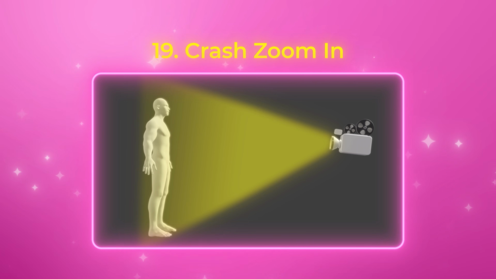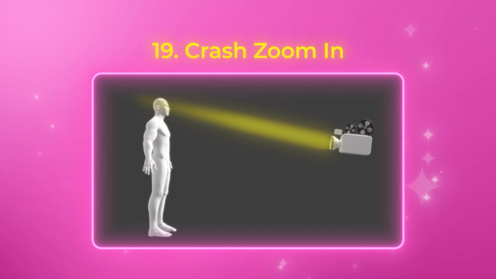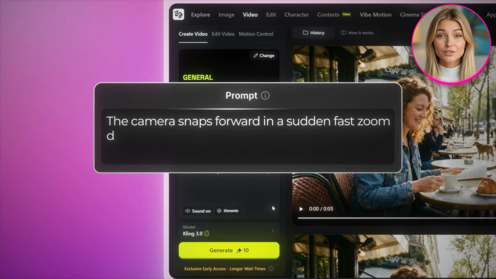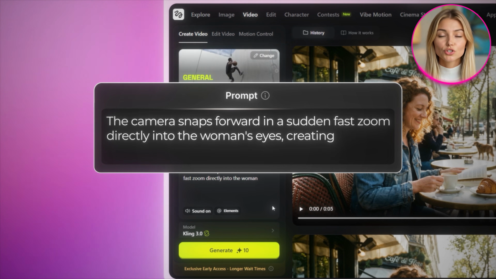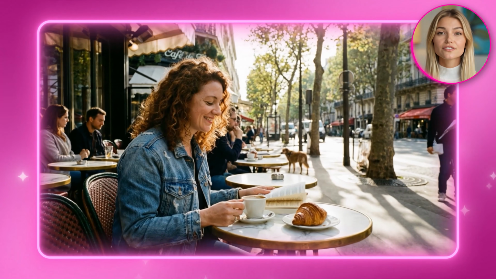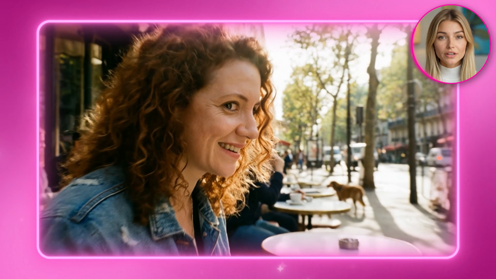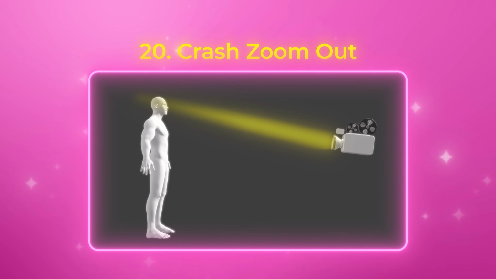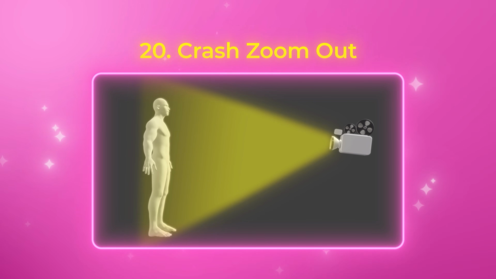Number 19 is one of my favorites, the crash zoom in. For this one, I'll type, the camera snaps forward in a sudden fast zoom directly into the woman's eyes, creating a jarring burst of energy. And here's the result. Filmmakers use this for shock moments, and Kling 3.0 handles it well because the motion blur actually looks natural. 20 is the crash zoom out, the same speed but in reverse.